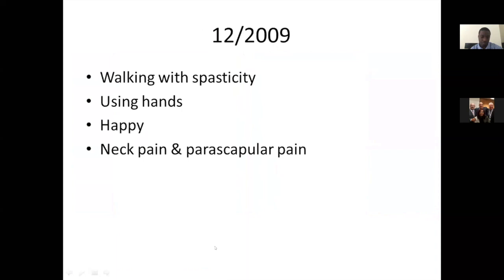A year and a month after the surgery, the patient was back walking with spasticity. She was able to use her hands. She was happy. She had some neck and parascapular pain, and I thought this was a successful surgery.